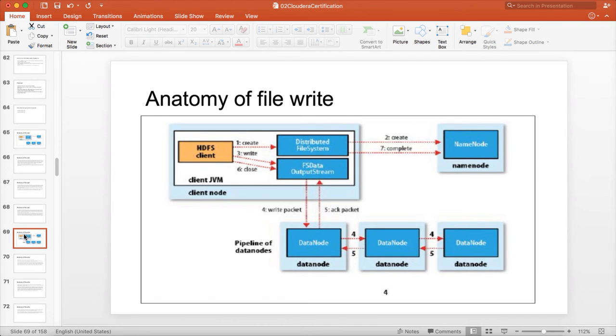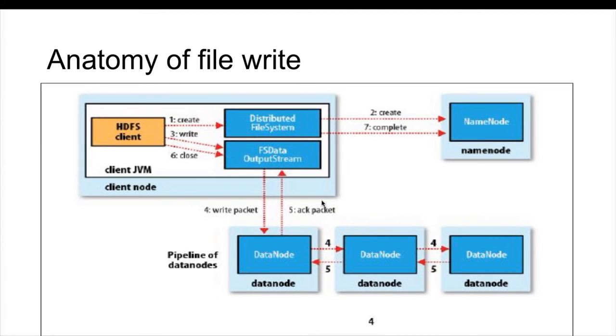As we have gone through the anatomy of file read, now we will go through the anatomy of file write. In this case, first the HDFS client will go through the distributed file system and go to the name node, and it will determine which data nodes the blocks have to be stored on. Then it will issue the write using FSDataOutputStream. For read it is FSDataInputStream, for write it is FSDataOutputStream.